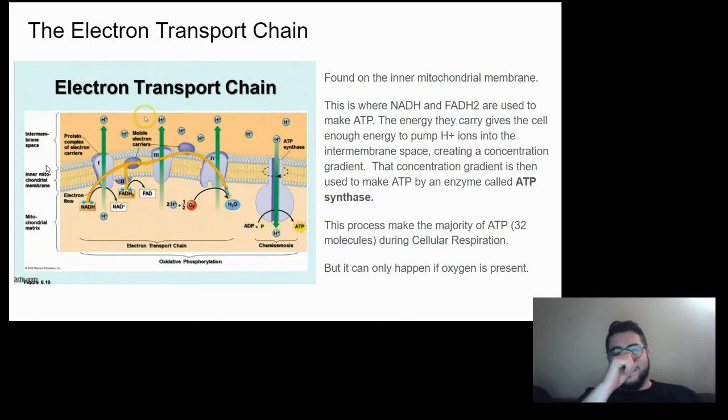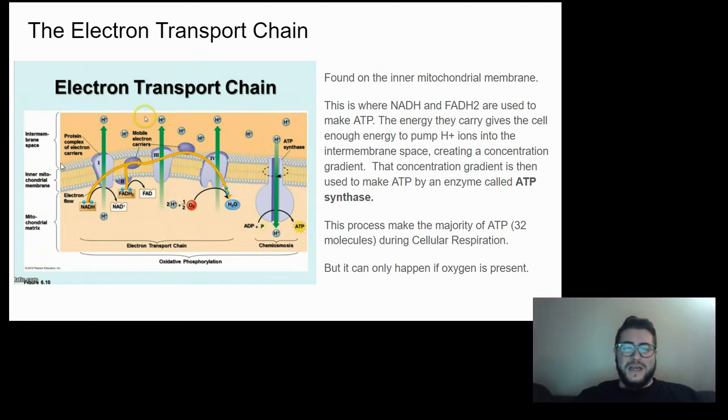Then the final step is known as the electron transport chain. The electron transport chain happens on the inner mitochondrial membrane, and this is where NADH and FADH2, the energy and the electrons stored in there, can be transferred to the electron transport chain to make ATP.